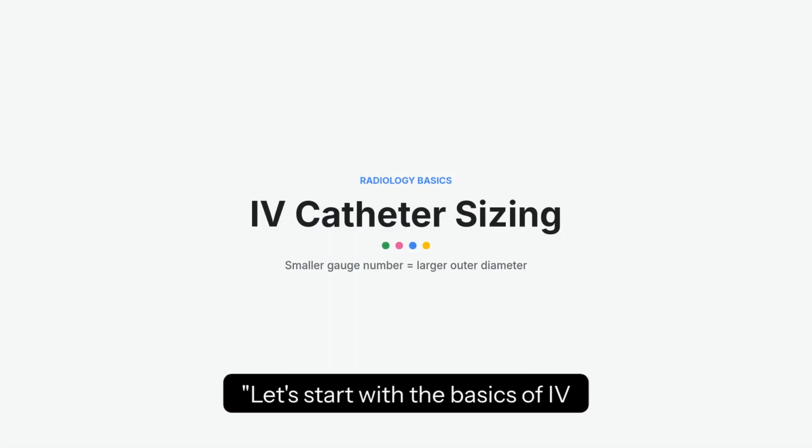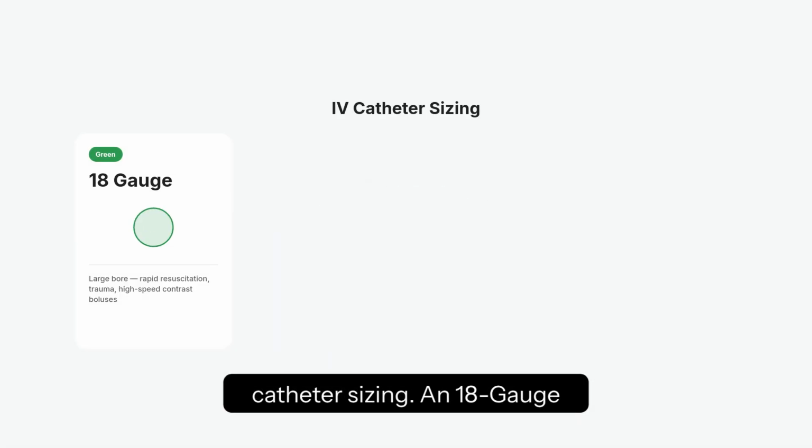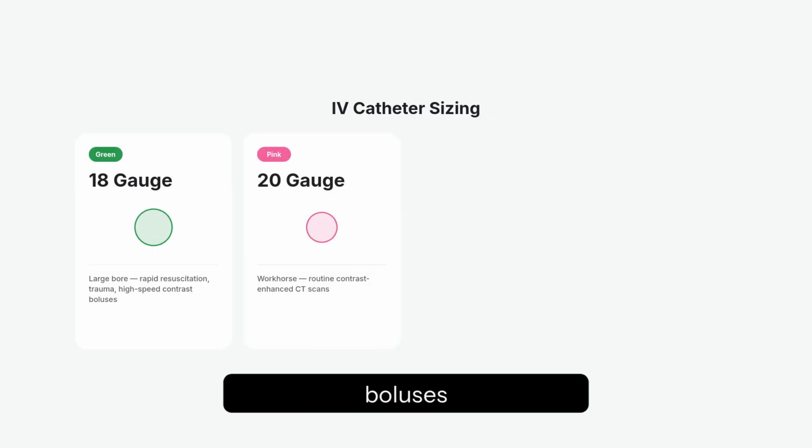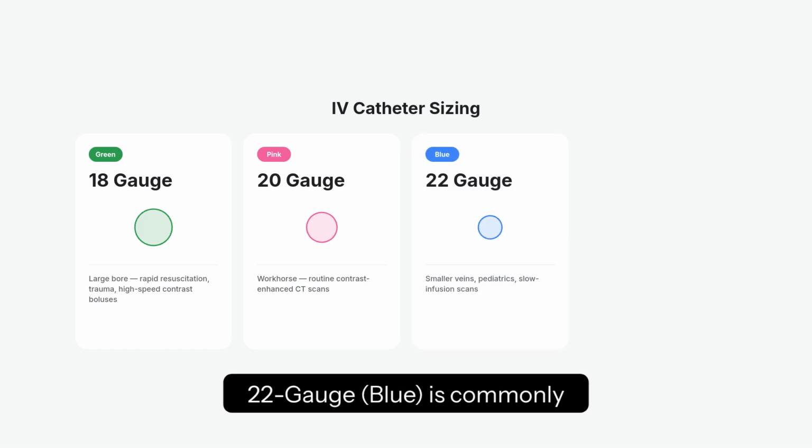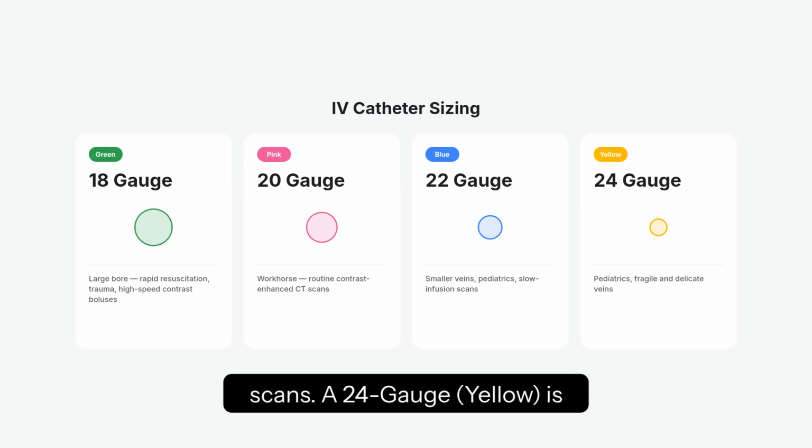Let's start with the basics of IV catheter sizing. An 18-gauge green has a large bore, perfect for rapid fluid resuscitation, trauma, and high-speed contrast boluses. A 20-gauge pink is the versatile workhorse of the medical imaging department, ideal for most routine contrast-enhanced CT scans. A 22-gauge blue is commonly used for smaller veins, pediatric patients, or routine slow infusion scans. A 24-gauge yellow is typically reserved for pediatrics or extremely delicate, fragile veins.